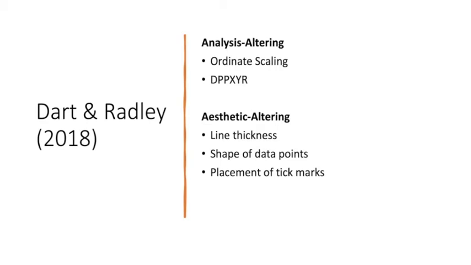The DPPXYR takes into account the X to Y axis ratio along with the number of data points. And they've basically found that if a graph has a DPPXYR value between 0.14 and 0.16, that seems to be the Goldilocks, if we want to go with that metaphor, position. So if it's less than 0.14, the type 1 error rate increases. We then have aesthetic altering elements, and those things might include line thickness, shape of the data points, the placement of the tick marks, and all of those might impact the way we view the graph. But as of right now, there's no data to suggest that that's going to actually impact our decision about a functional relation.